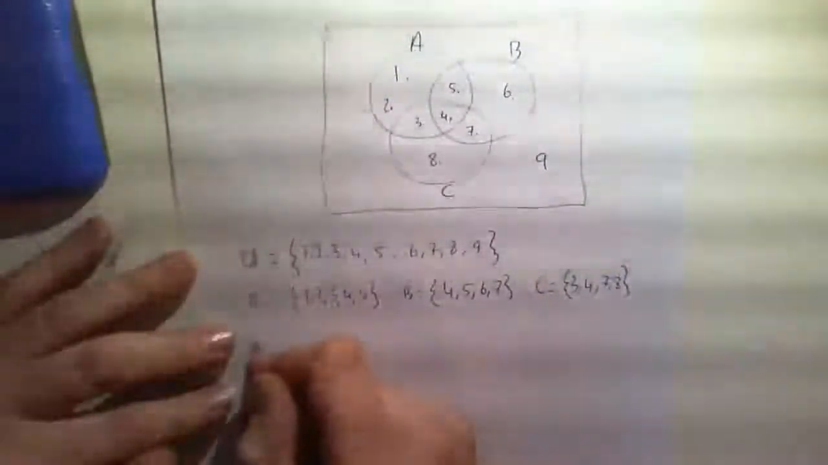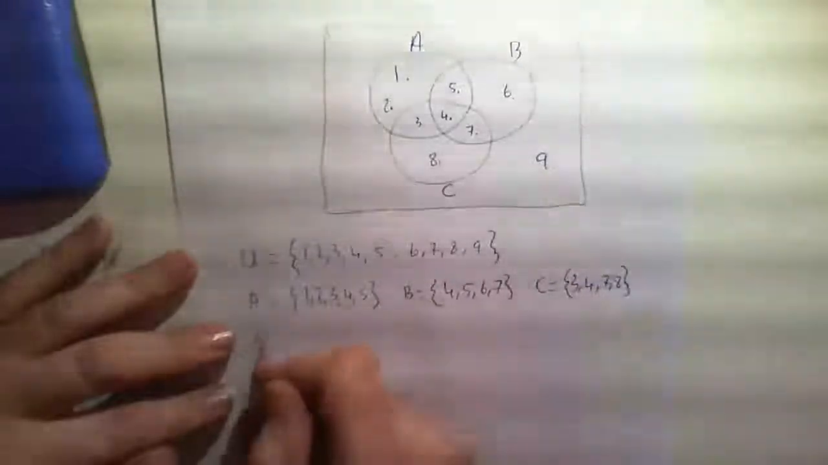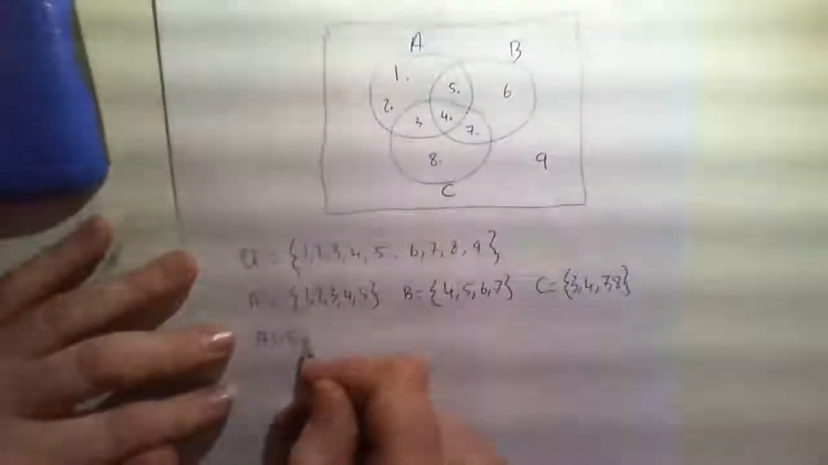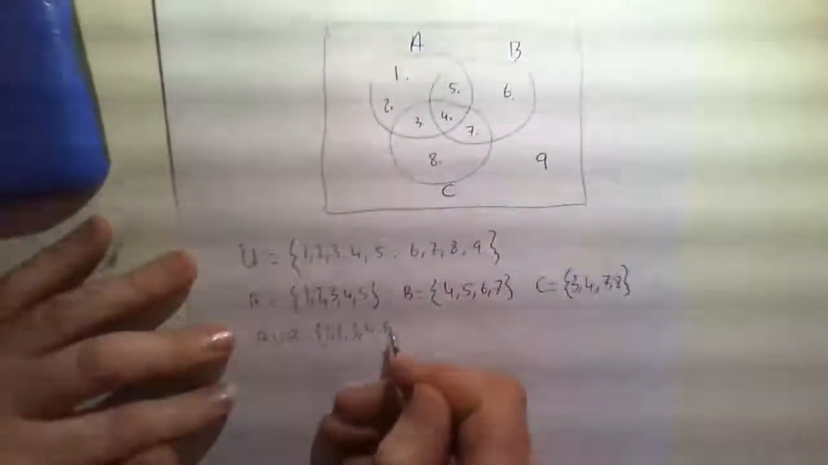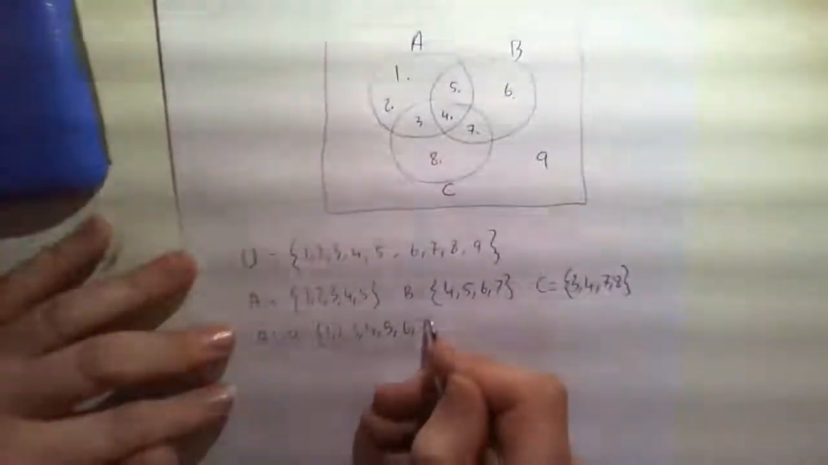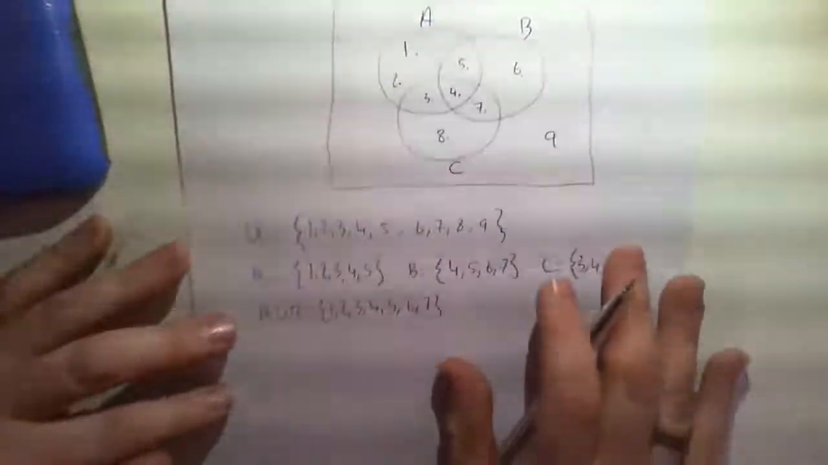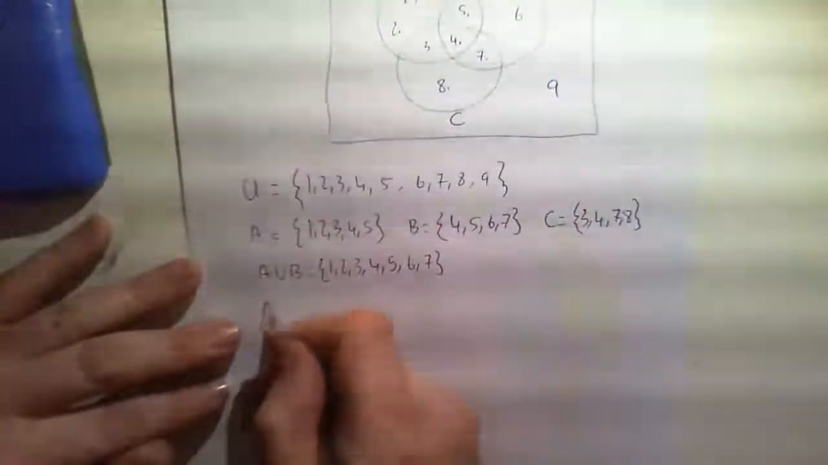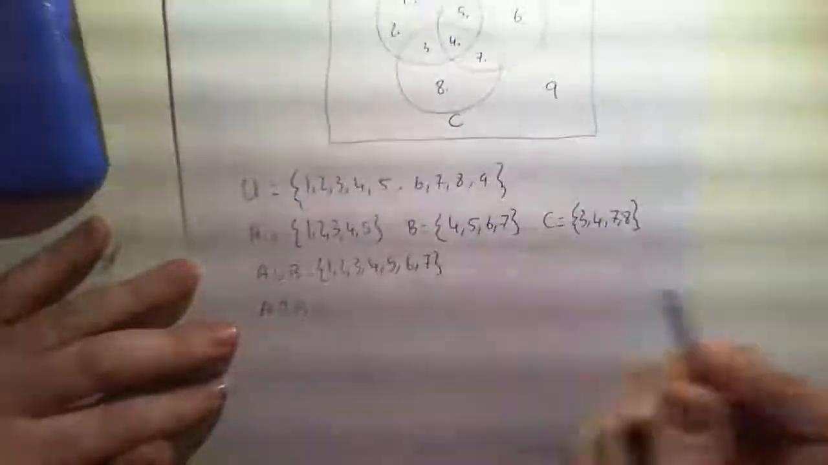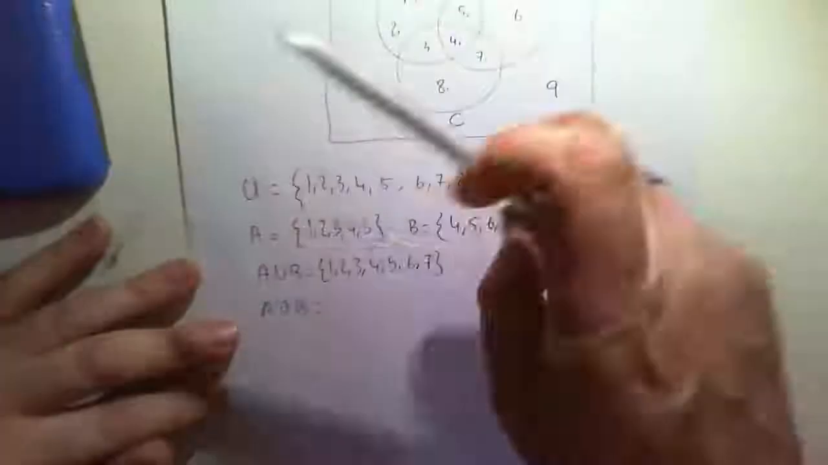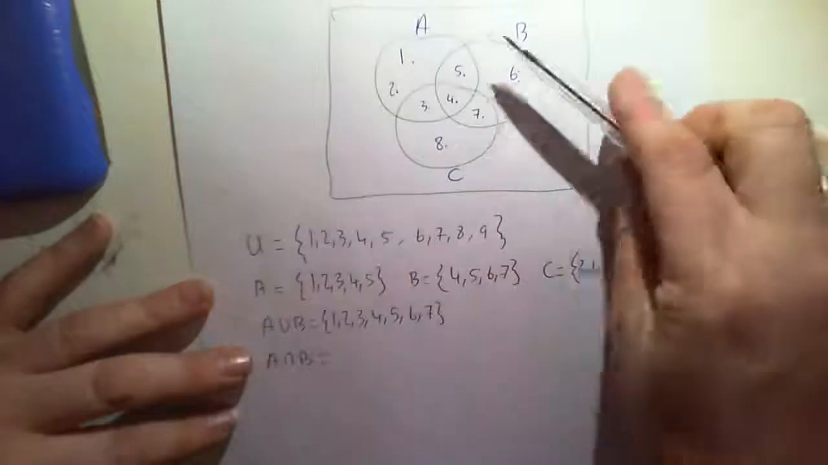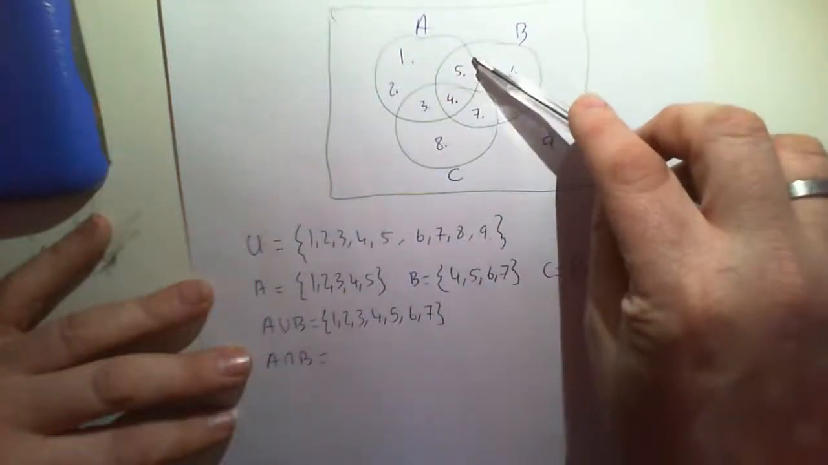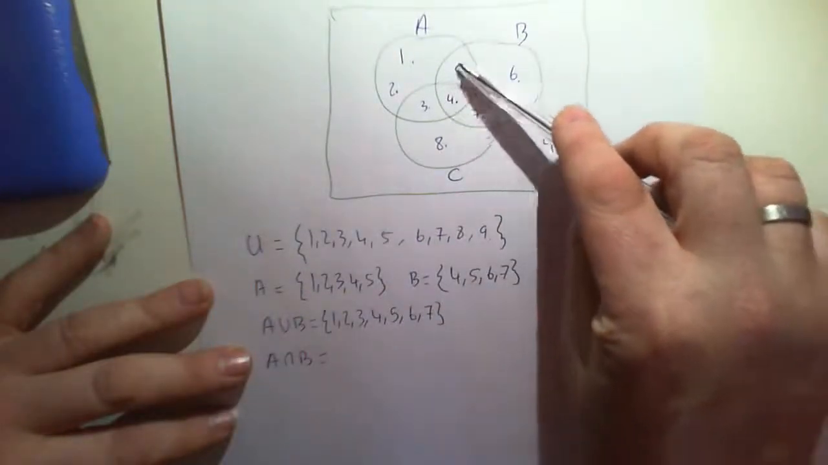If I want to list A union B, that's going to be 1, 2, 3, 4, 5, 6, and 7. Now if I want A intersection B, imagine only A and B existed. Forget about C. Where would they intersect? They'd intersect in this little area here, and in there is 4 and 5.